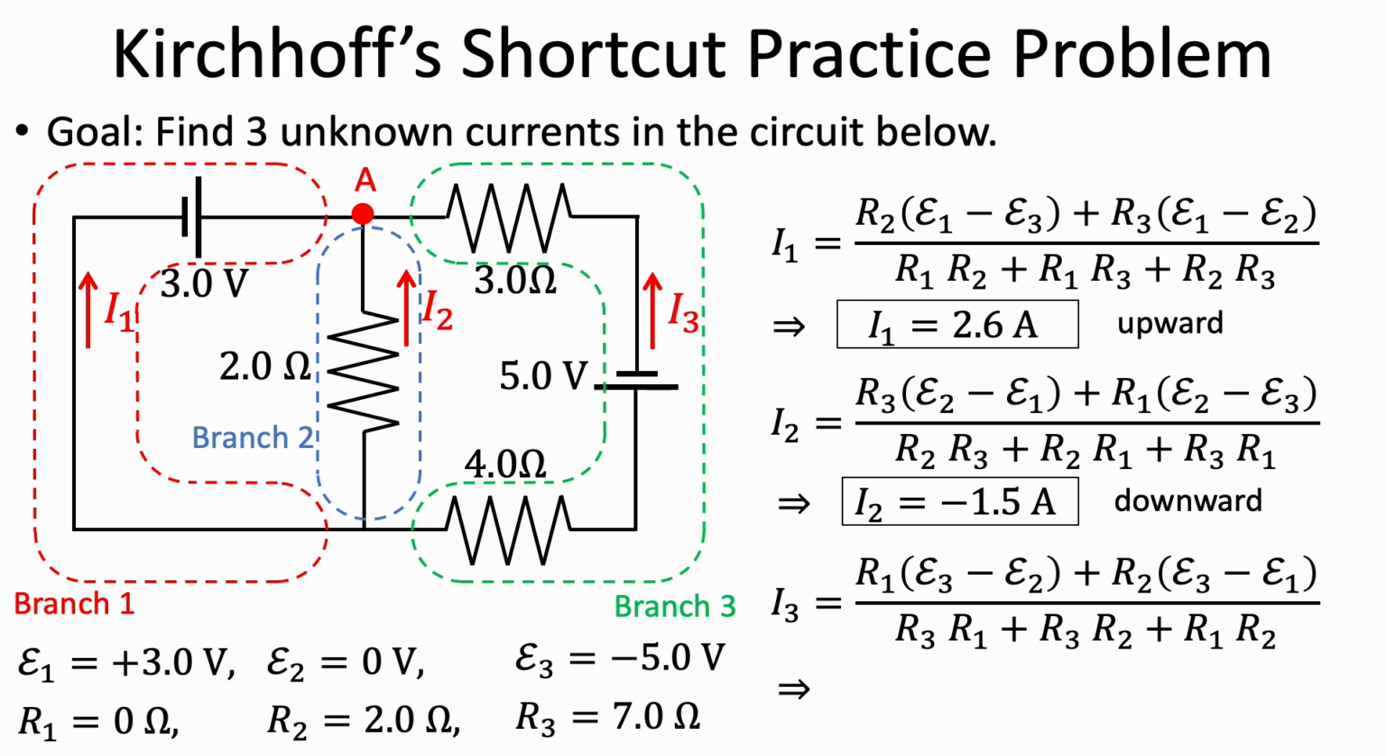Lastly, using the third equation, I get negative 1.1 amperes for I3. Because it is negative, it flows downward or away from junction A.